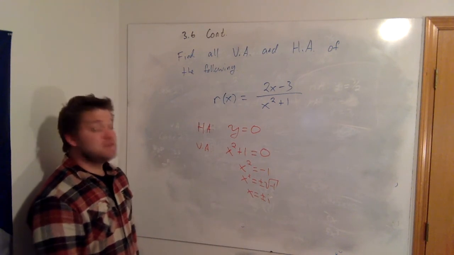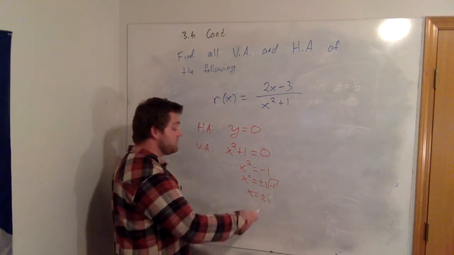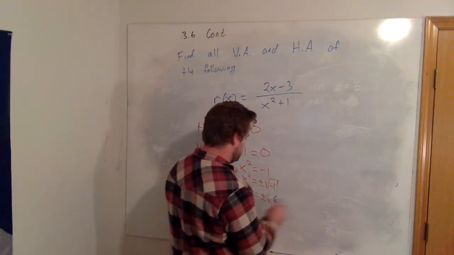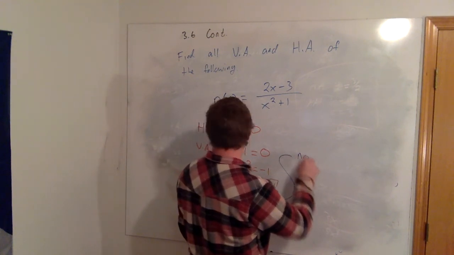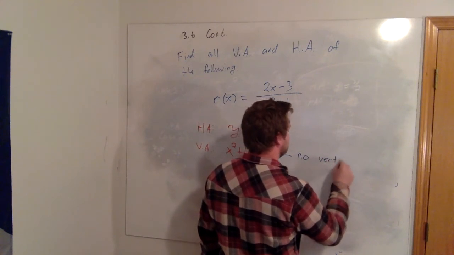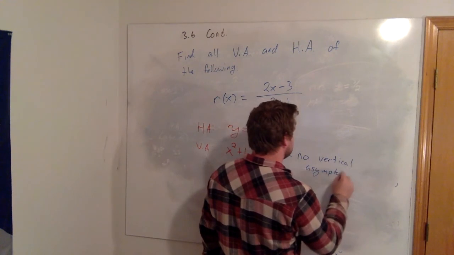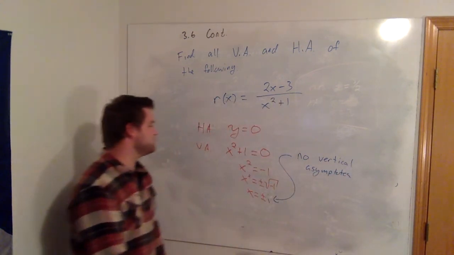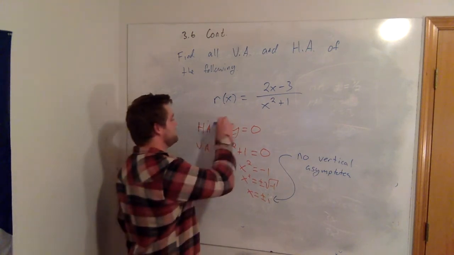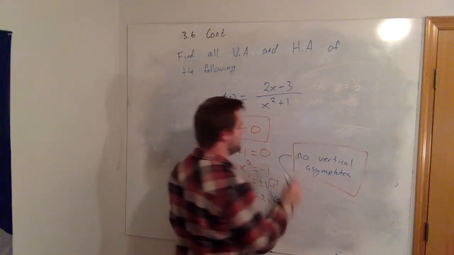But really what this means for our purposes of graphing this on a real axis is that there are no vertical asymptotes. No vertical asymptotes for this example here. Okay, so here's our answer. Our horizontal asymptote is y equals 0. Our vertical asymptote, there's none.